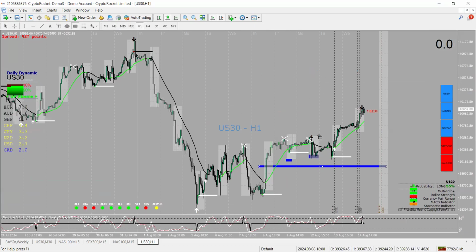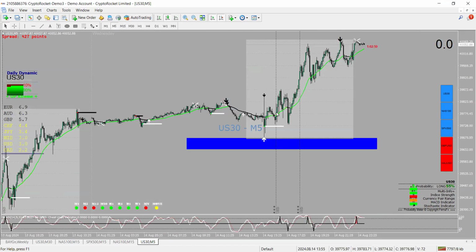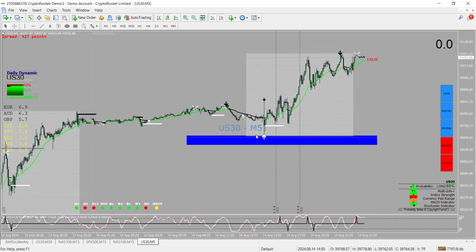Another example would be right here, right? The market made a higher high, a higher low, a higher high, and a higher low. This would end up being an area of interest. And if I wanted to see if the system agrees, I can go down to a lower time frame. And as you can see, we have an arrow pointing in the direction of that bias.